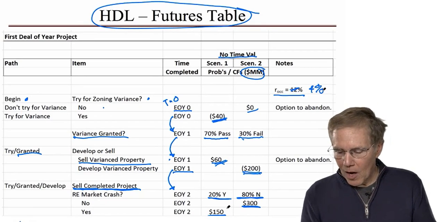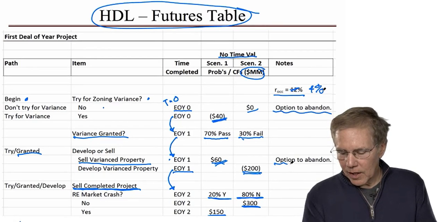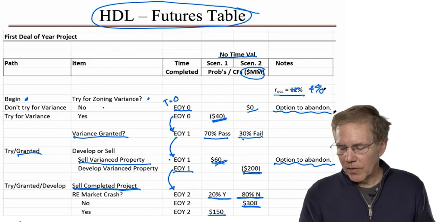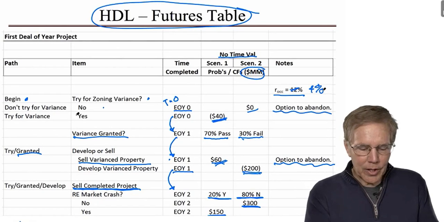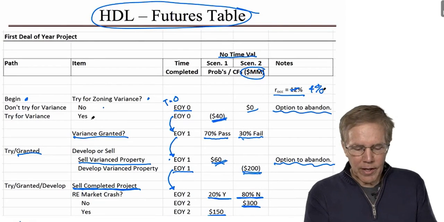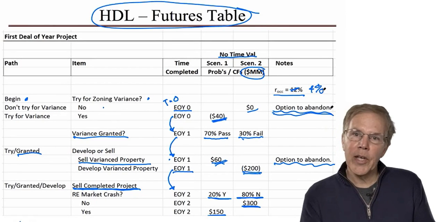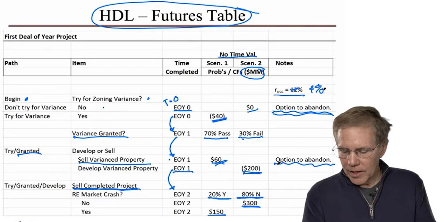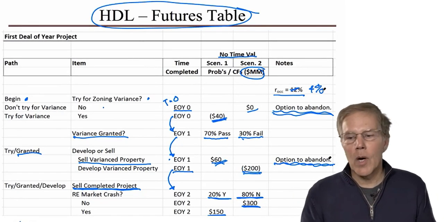Okay. And just a quick note too, for those of you in the pedantic, let's think about options, let's think about other things, groups in the audience. Whenever we're making a decision like, do we want to try for a variance, yes, no, the no answer is really considered an option to abandon. It ends the tree at that point. So same thing here. If they get the variance granted, they can choose to develop or not. If they choose not to develop, that's called their option to abandon.